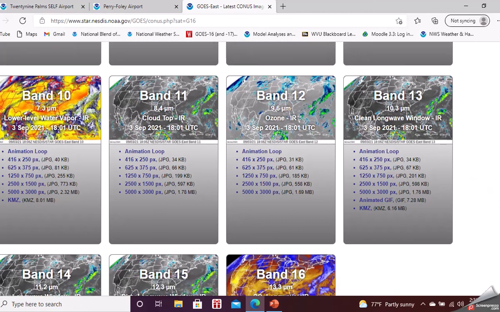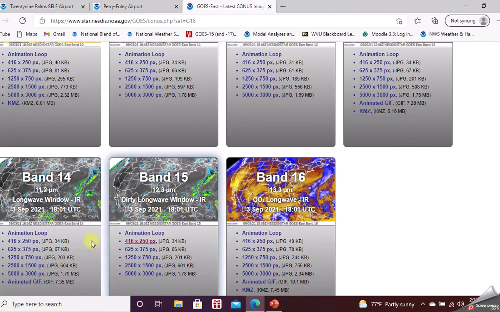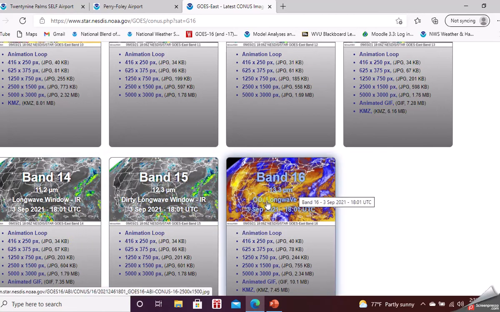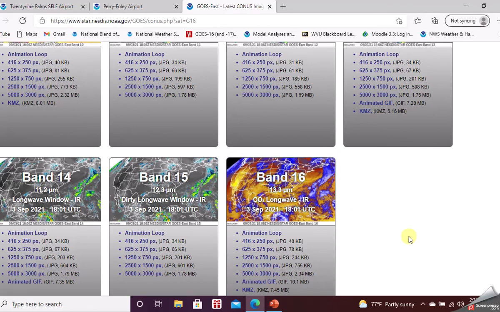I can look at other long wave or dirty long wave, as it's called, or maybe even CO2 and see where the carbon dioxide maximums are. So it's interesting to look at all these different channels, 16 of them, and you can combine them and everything to get a better idea of what the weather is and understand how the radiation is being absorbed in different parts of the atmosphere.